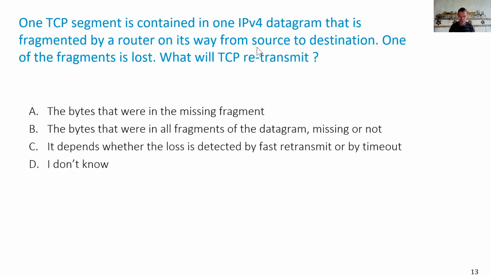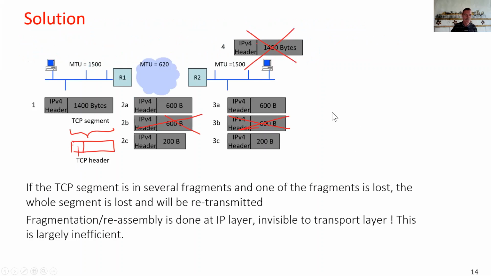And the correct answer is the majority choice, which is answer B. If one of the fragments is lost, because reassembly is done at the IP layer, the IP layer will start reassembling, wait for some time, then will time out and will discard the partial fragments, and the entire packet will be deemed never received by TCP here.